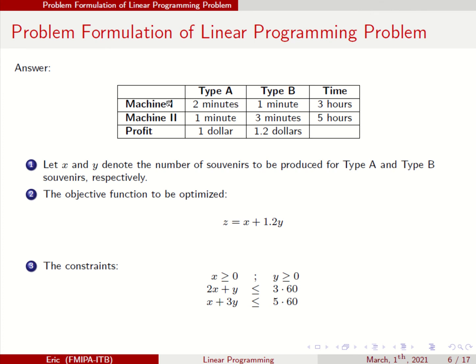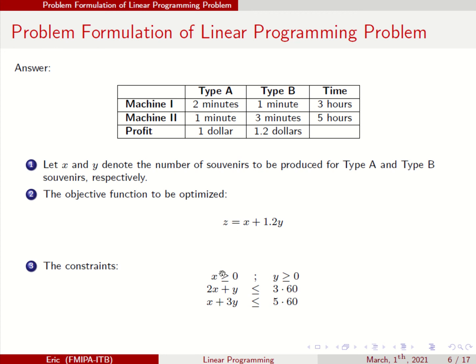Now look at the limitation of time for machine 1. If you want to produce X units of type A on machine 1, you need 2 minutes each, so if you produce X units, you need 2X minutes. What about the time spent on machine 1 for type B? If you want to produce Y units, you have 1 times Y. So the first constraint, 2X plus Y, is less than or equal to 3 times 60.